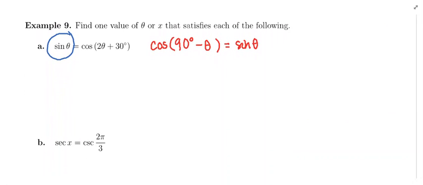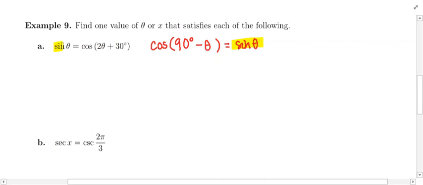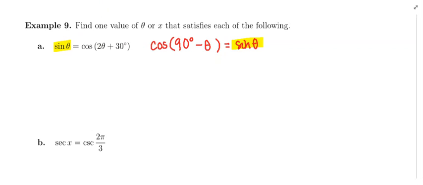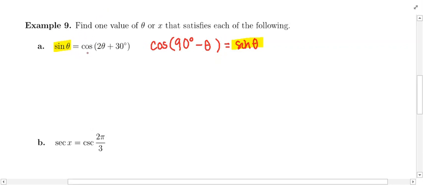Like I said, what's matching up? This matches this. So we're going to go to our original equation and replace the sine of theta with its equivalent. Sine of theta is the same thing as the cosine of 90 degrees minus theta. I just made that replacement. I'm not going to change the right side.